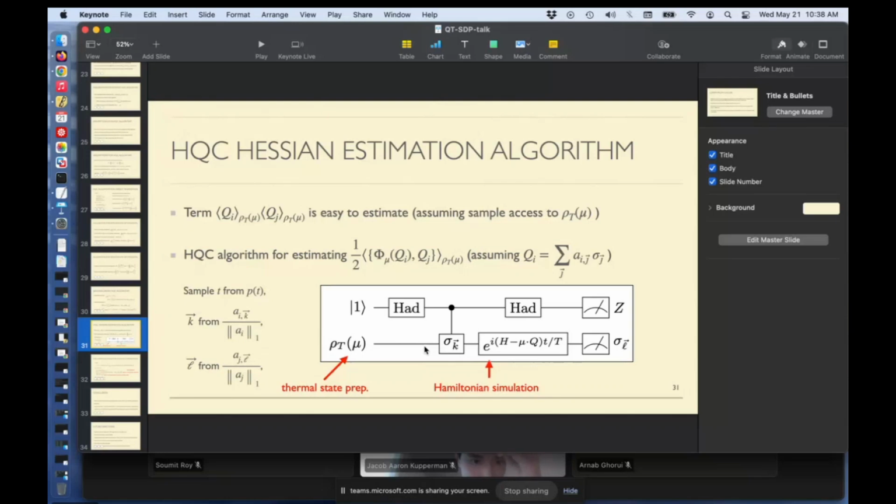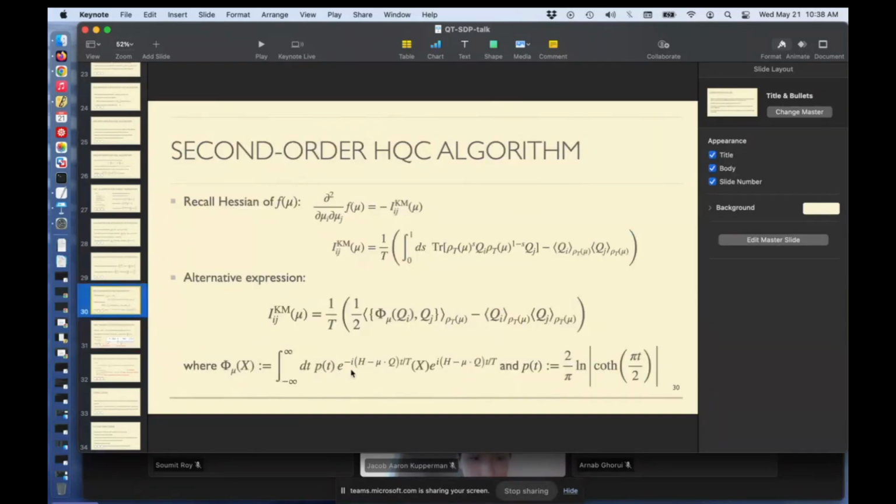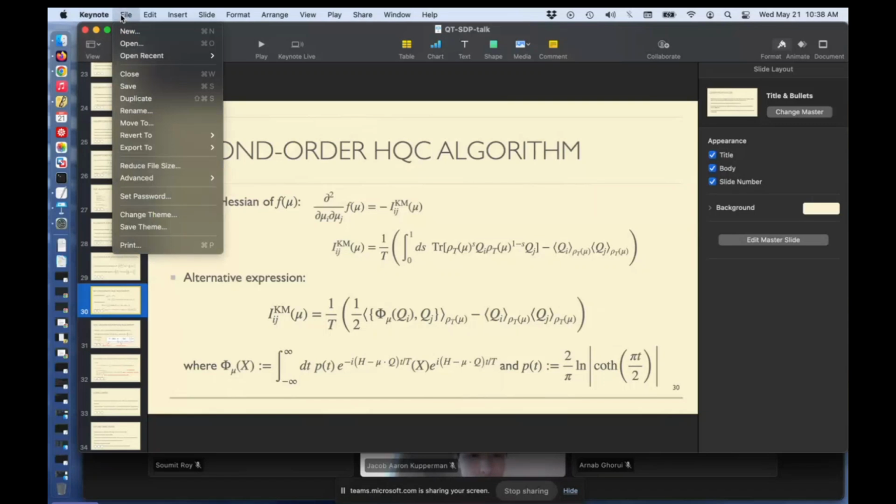But the mean value of t, is it necessarily 0, or can t be huge? So the mean of this distribution does not enter the calculation. Is it the time in the next step of the algorithm, like in the Hadamard test, what is the evolution time? Oh, this probability density. I have another slide, maybe.